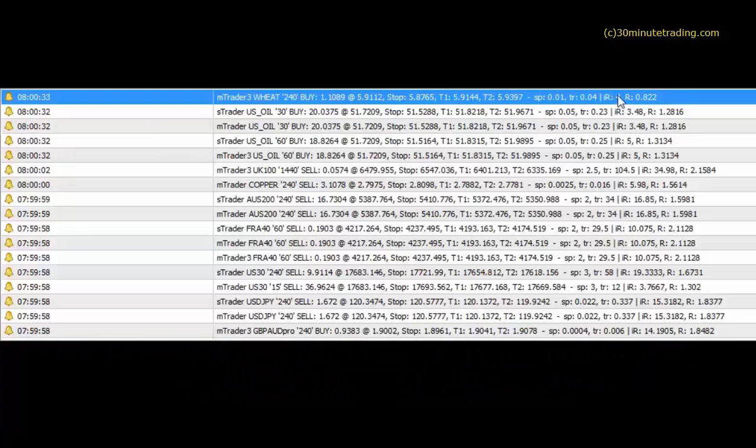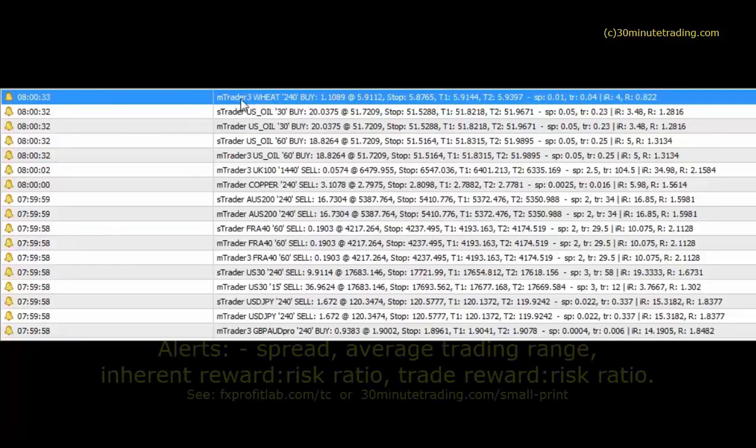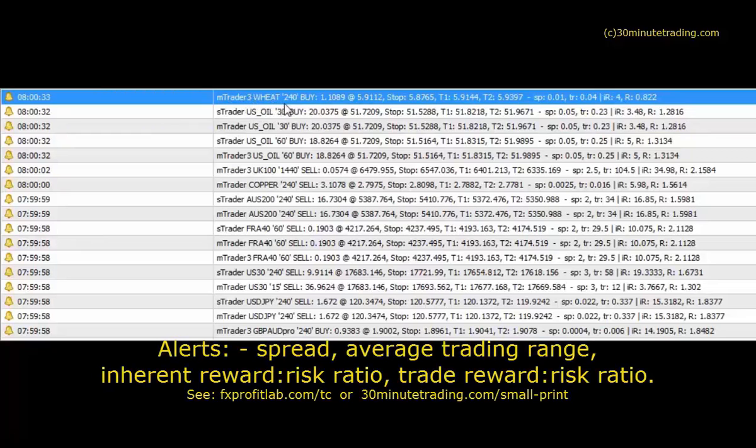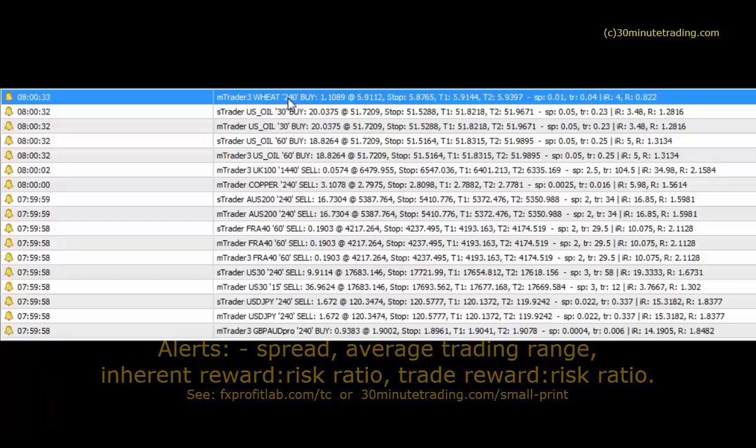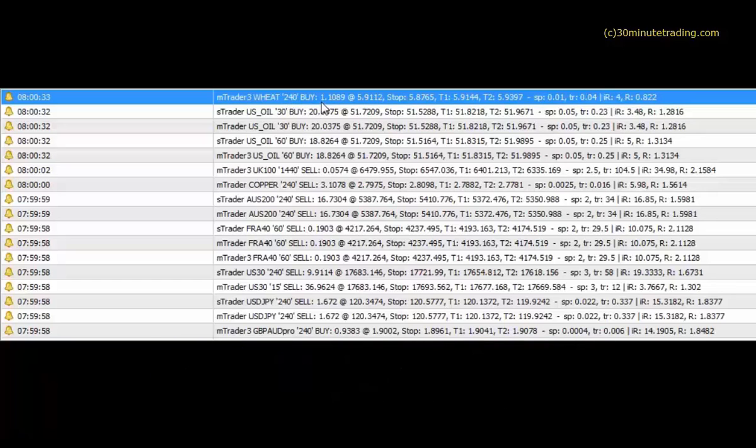It also tells you what the spread is, what the average trading range is, what the inherent risk reward is, and what the reward profit is. With wheat, it's the 240, that's the 4-hour candle. It tells you everything about it to make that trade: the entry price, how much to risk on the trade, what the target is, and absolutely everything.